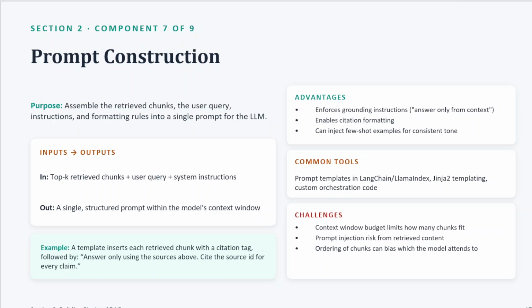Now, the challenges on the prompt construction side are the context window budget limits, so how many chunks can fit in, the prompt injection risk from retrieved content, and the ordering of chunks, which can bias what the model tends to favor. The example here is a template that inserts each retrieved chunk with a citation tag, followed by "Answer only using the sources above. Cite the source ID for every claim." So that's probably one of the examples you can think of in terms of prompt construction.